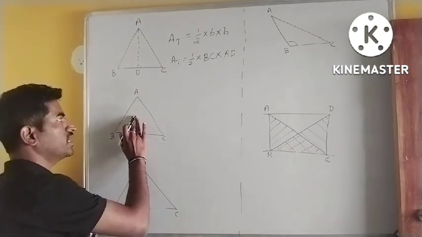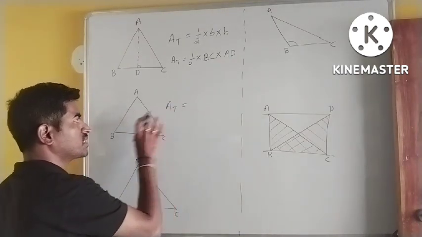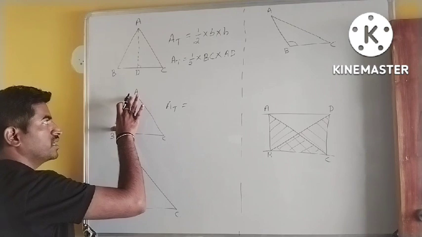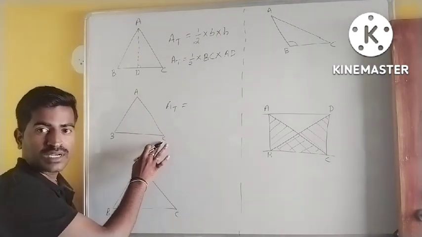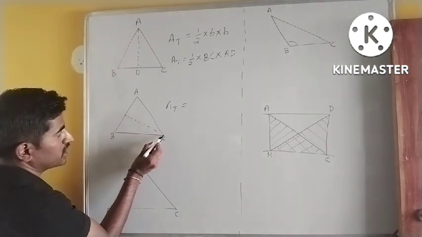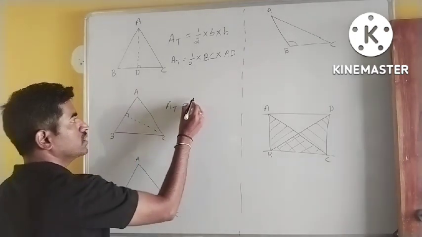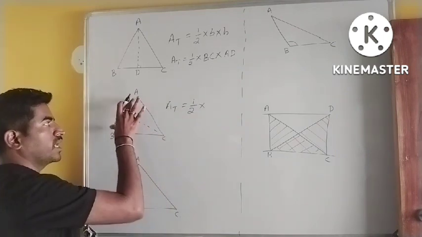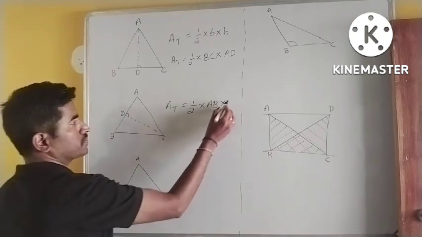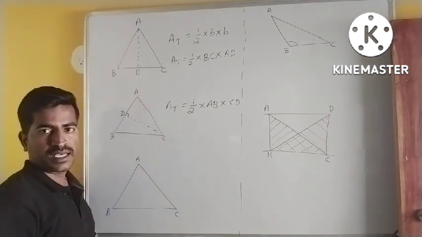In the same way, let us consider the same triangle, but now I want the area by taking AB as the base. If I take AB as the base, the remaining vertex is C. From here I need to construct a line perpendicular to the base AB. So half into AB as the base, then the height will be CD. This is the area of this triangle by taking AB as the base.